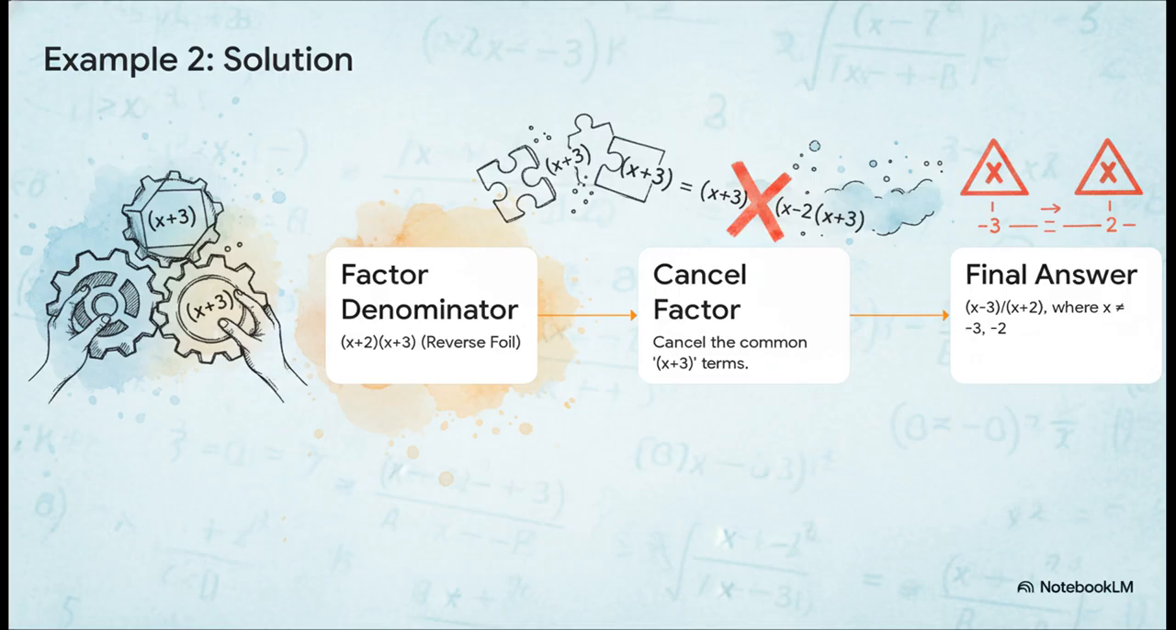And, of course, we have to state our restrictions from the original denominator. X cannot be negative 3 or negative 2.